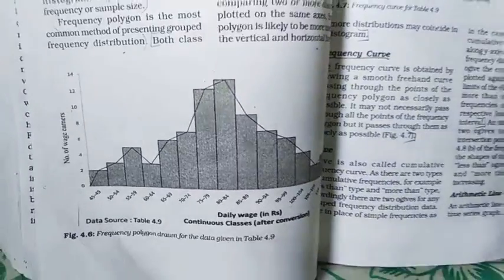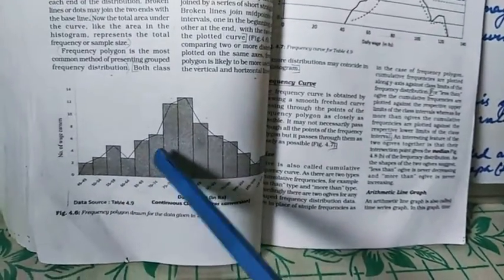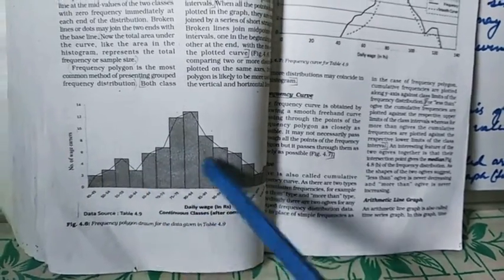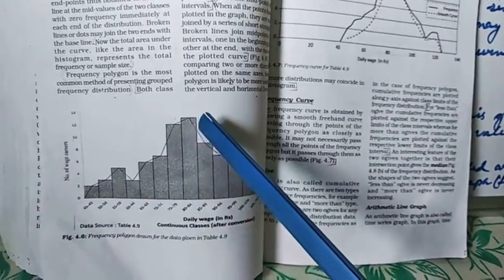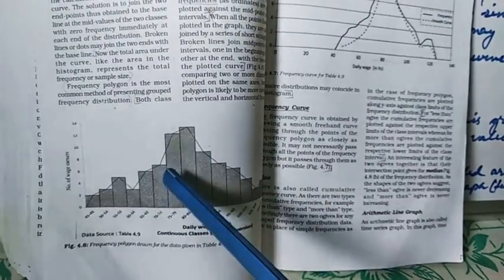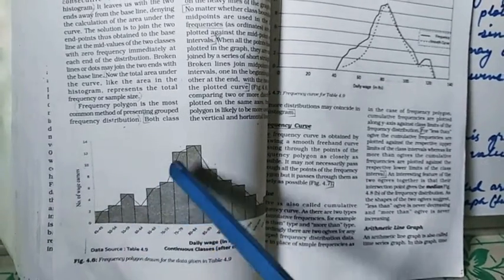So this is an example of a frequency polygon. This is similar, we can say this is a frequency histogram, let us say. So how do we obtain a frequency polygon? We just join the midpoints of all the bars of the histogram, and what we get is a frequency polygon. That is how we derive a frequency polygon from a histogram.